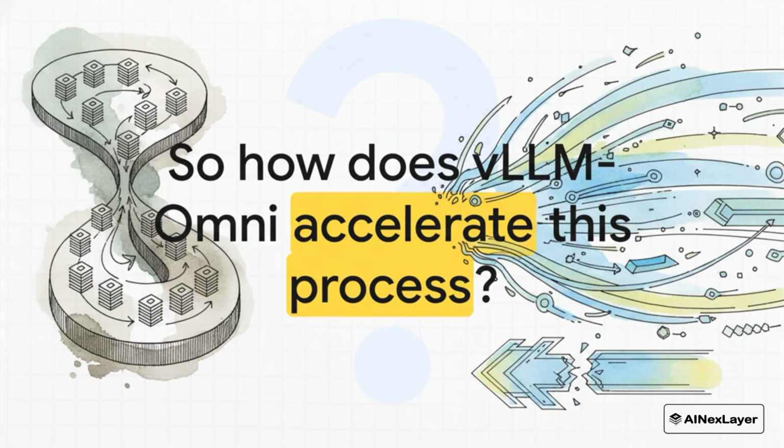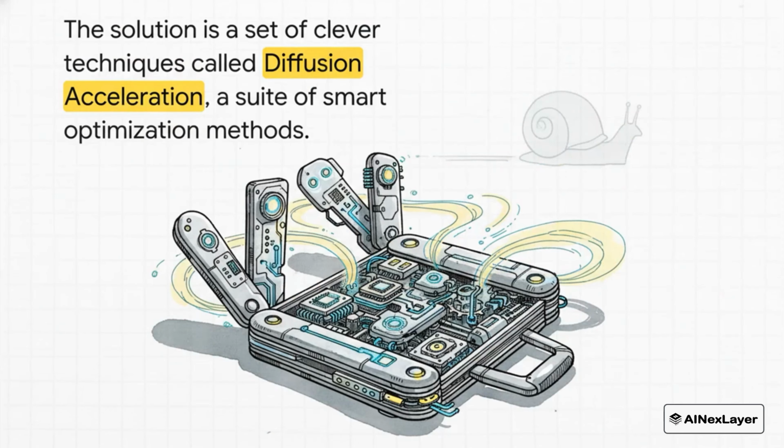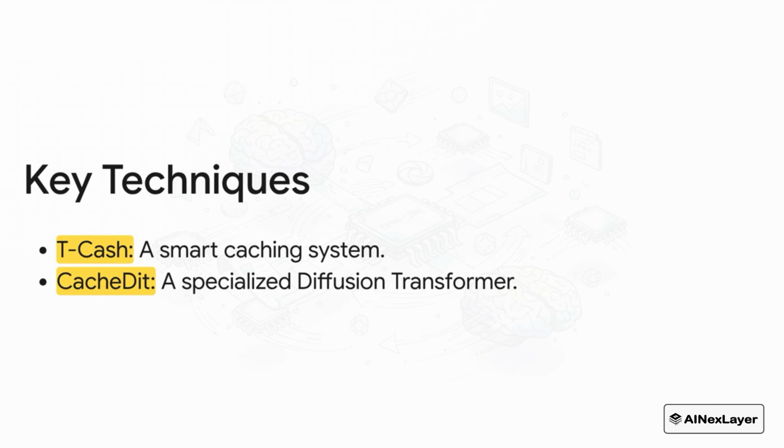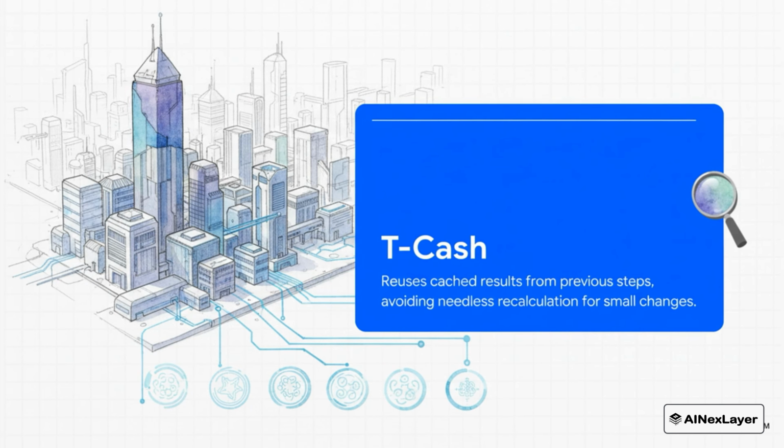So that's the big bottleneck, right? A slow, repetitive, and computationally expensive job. The big question is, how on earth does vLLM-Omni get around it? The answer isn't one single magic trick. It's a whole suite of really clever optimization techniques that all fall under one name: diffusion acceleration. It's a bunch of smart methods all working together to speed the whole thing up. And within that toolkit, there are two real heavy hitters we need to talk about. The first is a smart caching system called Tcache, and the second is a highly specialized diffusion transformer they call Cache-DiT. Let's start with Tcache.